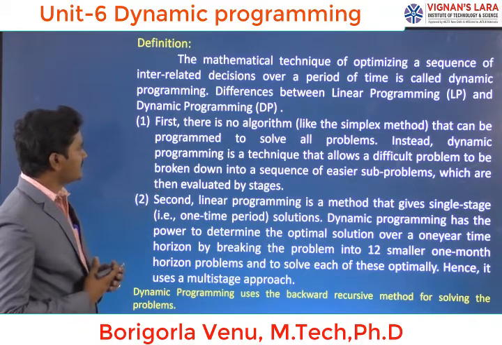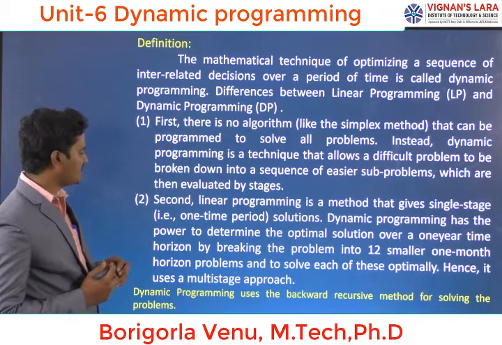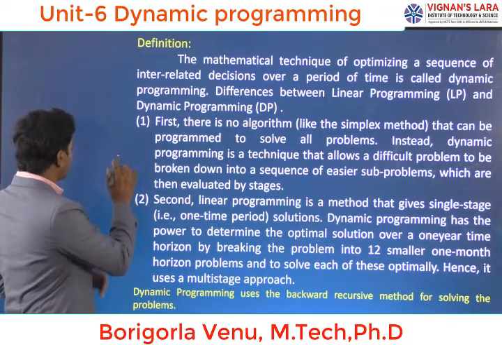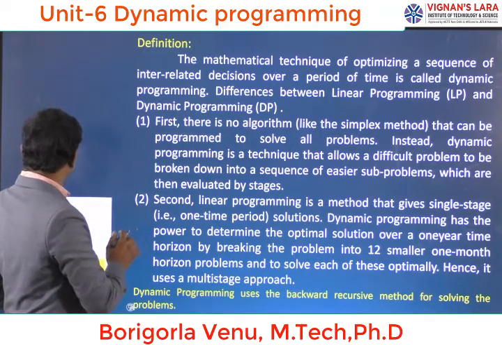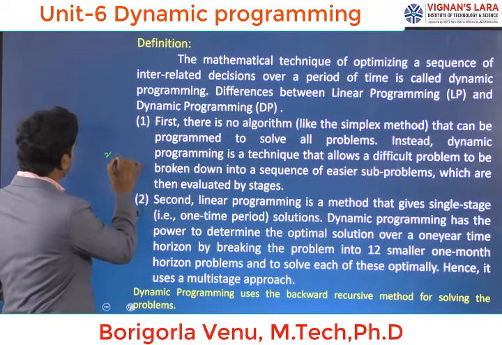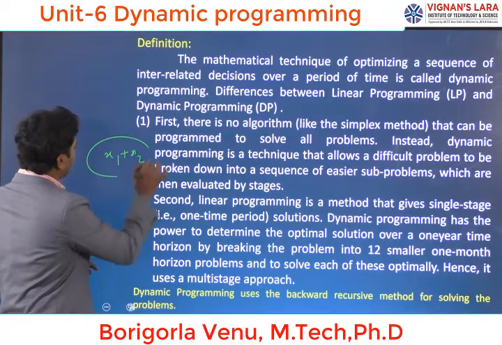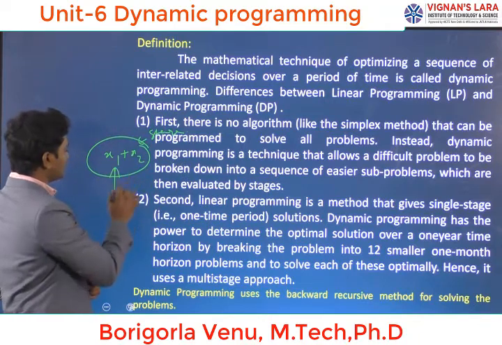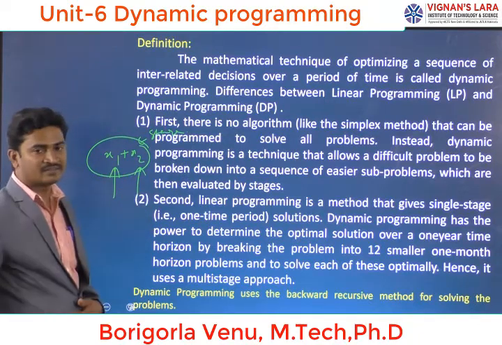Okay. Here first coming to the stage. Here the stage means the decision variables we have. Suppose we have x1 and x2. These two are called the stages. Here we have two stages. x1 is the first stage and x2 is the second stage.